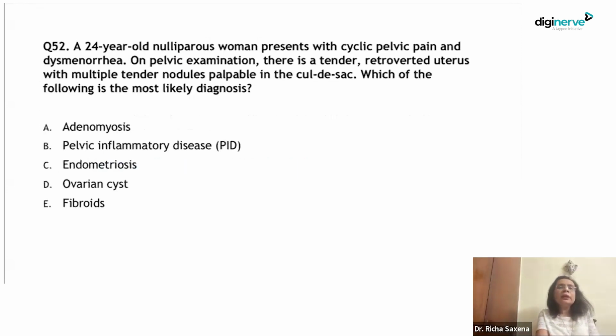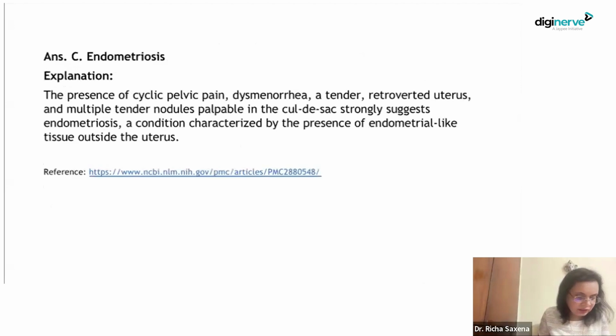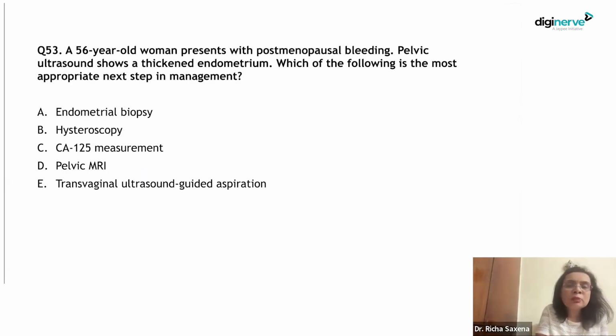A 24-year-old nulliparous woman presents with cyclical pelvic pain and dysmenorrhea. On pelvic examination, there is a tender retroverted uterus with multiple tender nodules palpable in the cul-de-sac. So what is the most likely diagnosis in this case? Yes, typical endometriosis features.